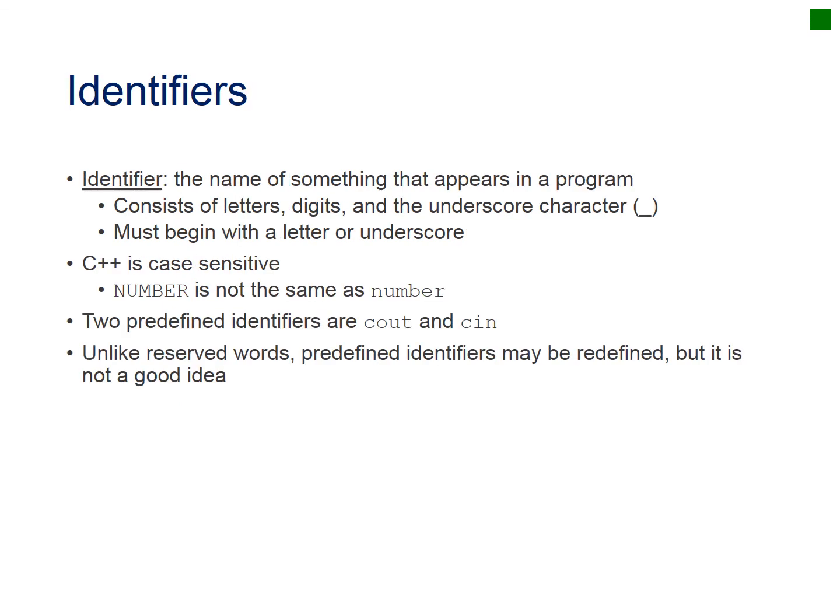An identifier in C++ consists of letters, digits, and the underscore character and must begin with a letter or underscore. Remember, C++ is case sensitive. For example, capital NUMBER is not the same as lowercase NUMBER.